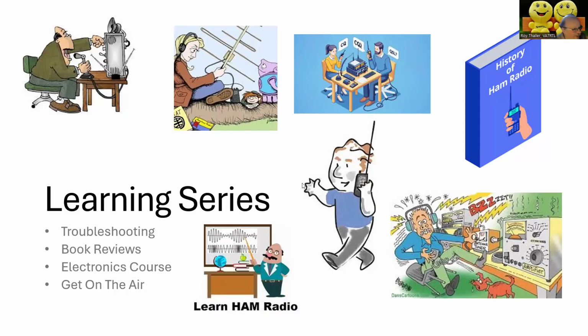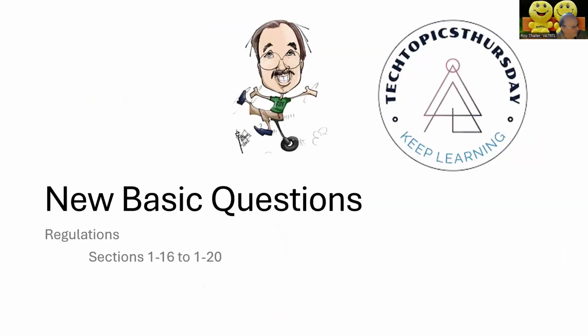We're going to be continuing on looking at the new basic course questions from ISED. Today we're covering sections 116 to 120. Next week we'll cover the last part of regulations, and then we'll be moving on to some of the more technical topics coming up.